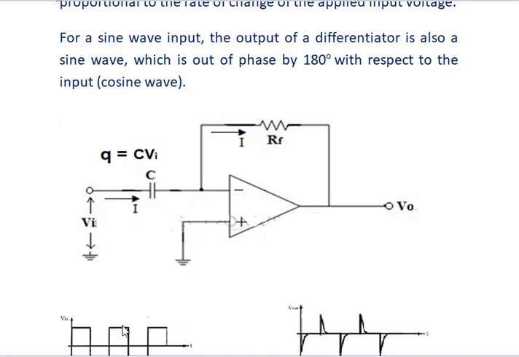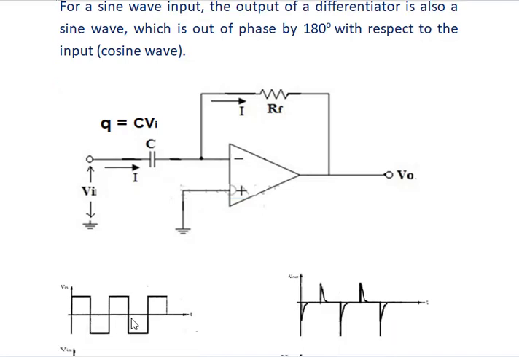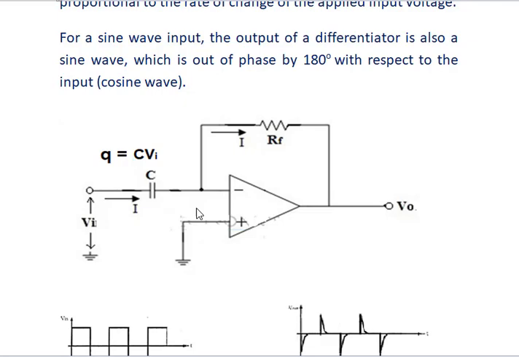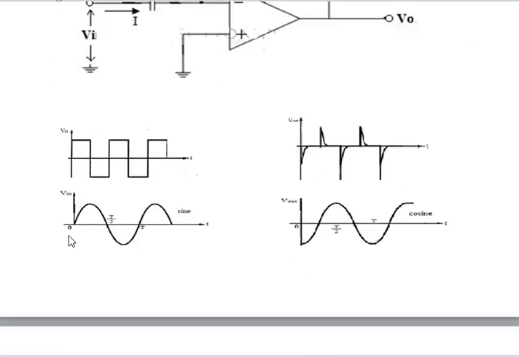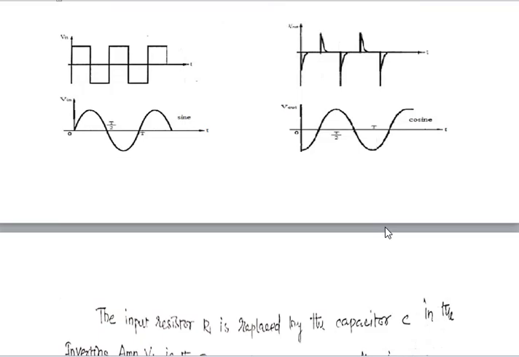So when we apply a square wave, it differentiates the square wave and gives spikes as its output. For a sine wave input, the output of the differentiator is also a sinusoid, that is a cosine wave, which is 180 degrees out of phase. So it is also called a cosine wave.